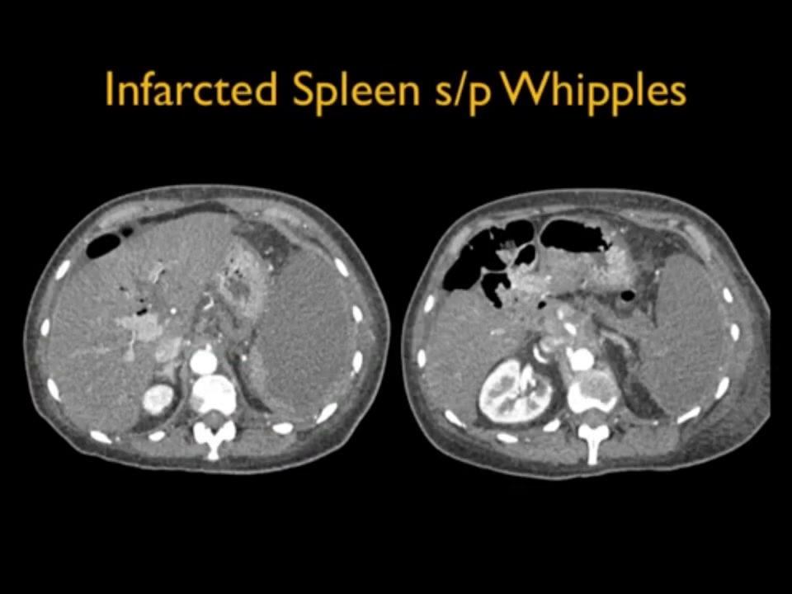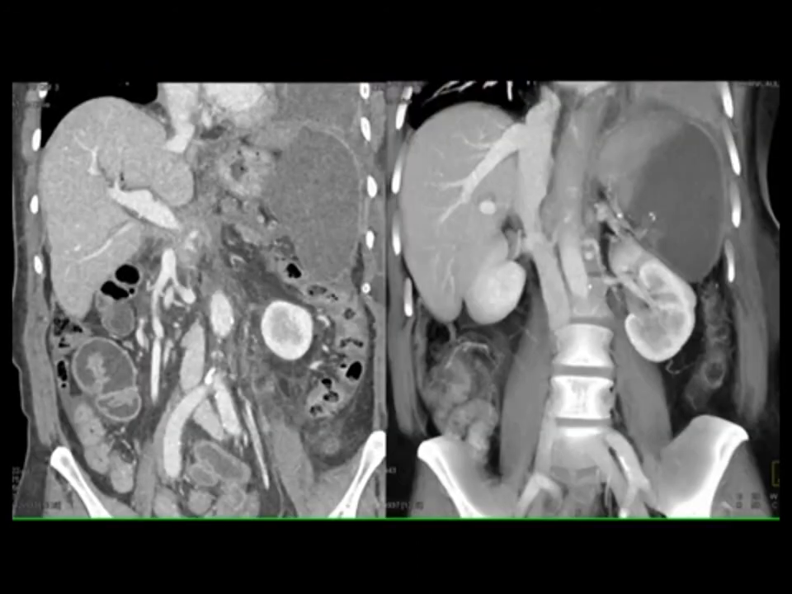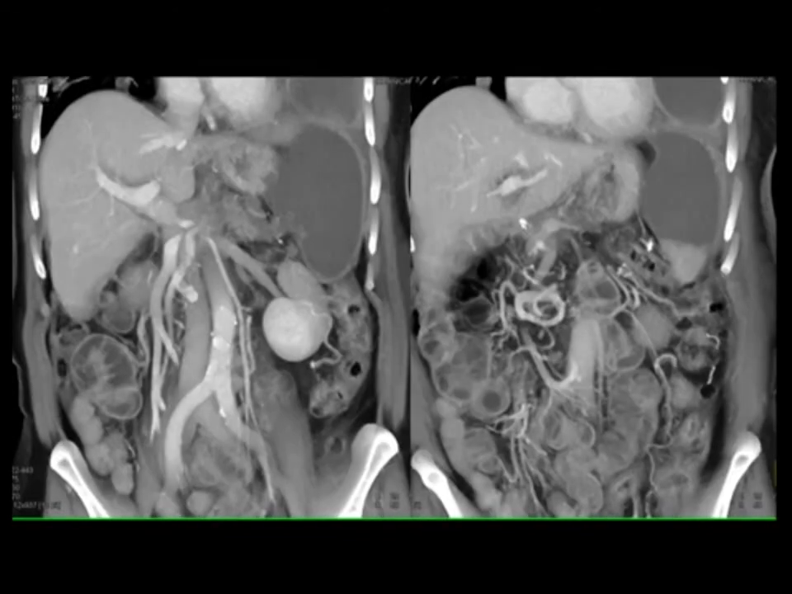Or here, look at the left upper quadrant. The entire spleen is infarcted. This patient was post-Whipple procedure, had some post-operative complication. You can see there's no flow to the spleen. There it is in the coronal views. Just a very nice example of global infarction. This patient will need a splenectomy.